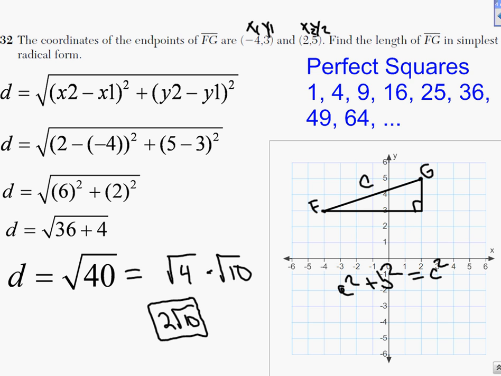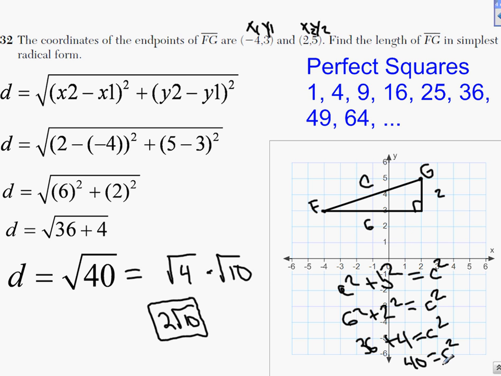I'm going to make this C because that's the hypotenuse. So the distance here is 6. The distance here is 2. Now you can use the Pythagorean theorem to solve for C. So that's going to be 6 squared plus 2 squared equals C squared. 6 squared is 36. 2 squared is 4. 36 plus 4 equals 40.